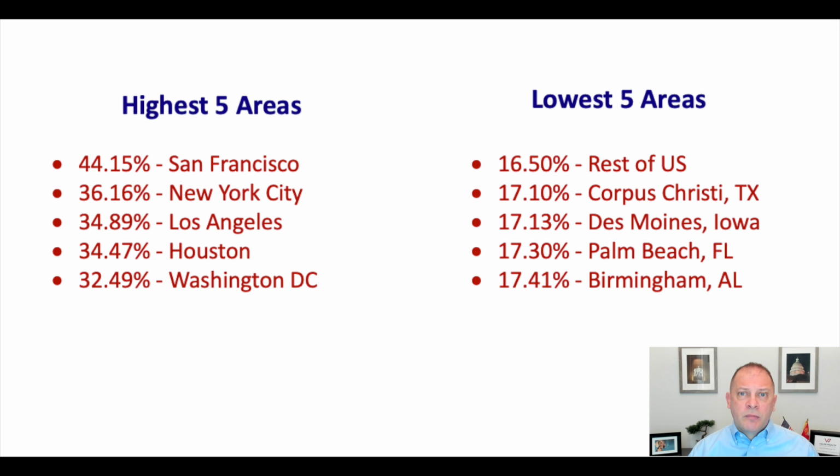The other areas that we want to look at that are low on the pay scale are Corpus Christi, Texas, Des Moines, Iowa, Palm Beach, Florida, and then Birmingham, Alabama. So as you can see, these numbers are a lot lower and close to that 16.5% range for the rest of the country. So again, you can see if you're in that rest of the country and you move to San Francisco, that's a huge bump in your pay. It really can take advantage of this.